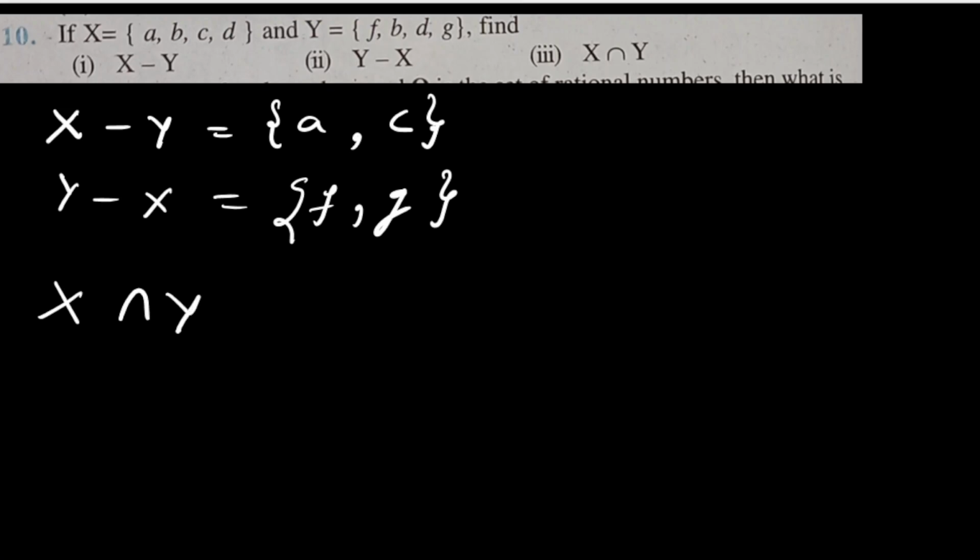Now X intersection Y. See, intersection means only the common elements, which are present in both the sets X and Y. So the elements which are present in both X as well as in Y are B and D. So the intersection of X and Y is equal to {B, D}. So with this we have completed the 10th question also.